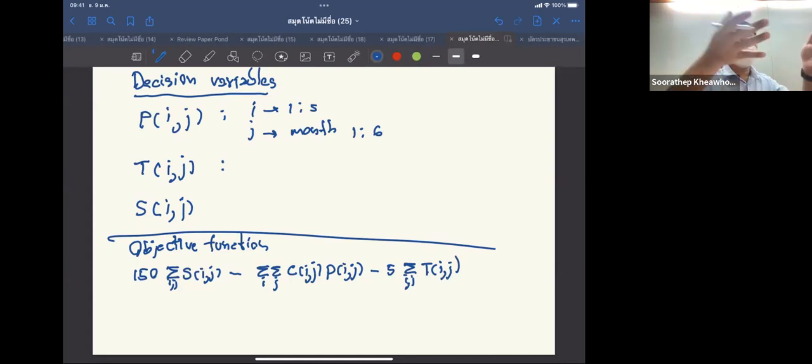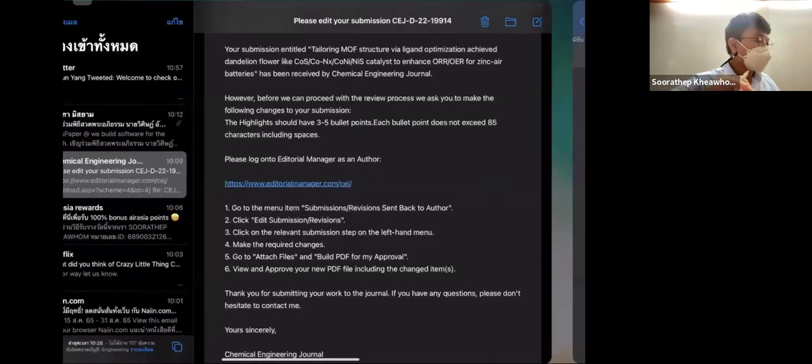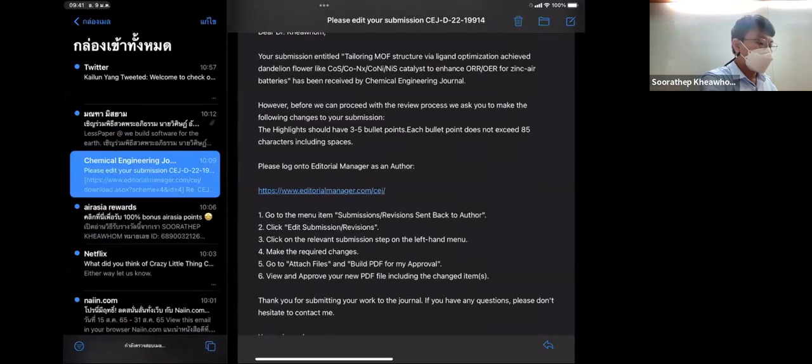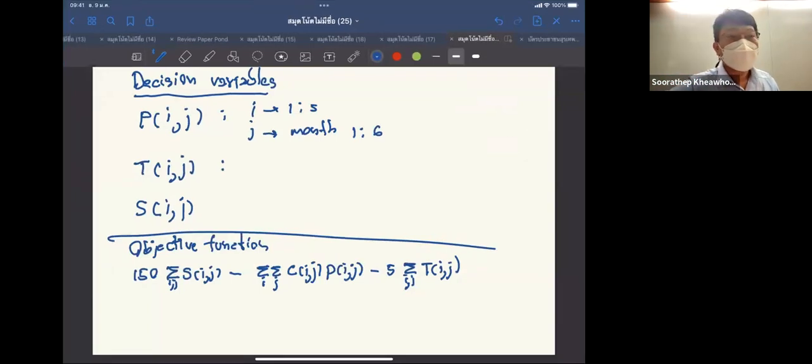Right? We can take the number only month by month. Anything in the tank at that month, we times it by 5 because we assume that it will cost, right?